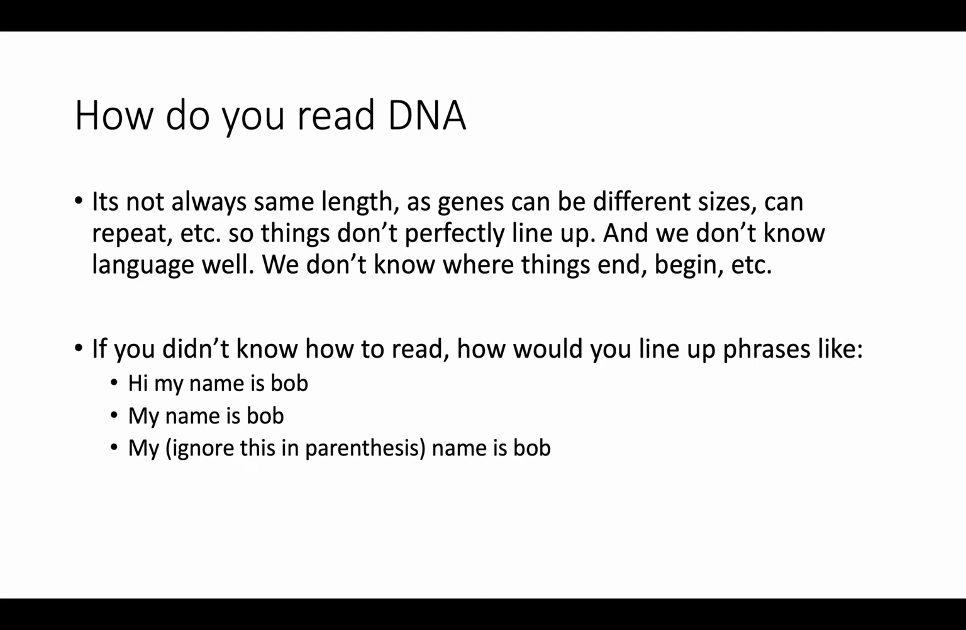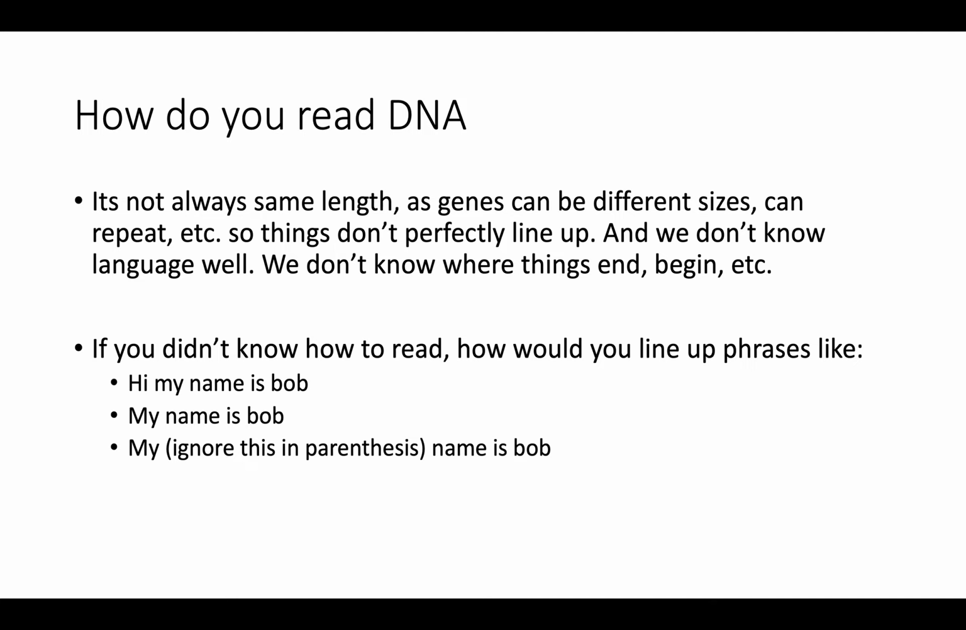Some people have longer versions of the same gene. Some people have shorter versions of the same gene. Sometimes people have spaces in between. Sometimes people have multiple copies of the same gene. To give an example in English, I wrote down a couple of sentences, and you can come up with many more. If I say, hi, my name is Bob, or I write down, my name is Bob, how do you line it up? Do you line it up by the first letter, or do you line it up how you best match it?